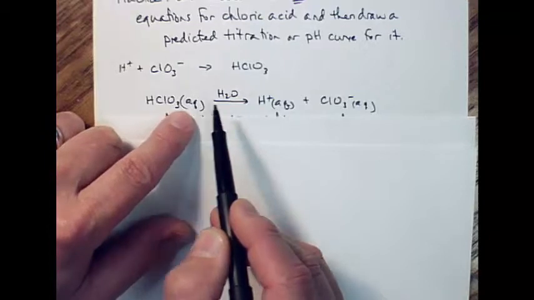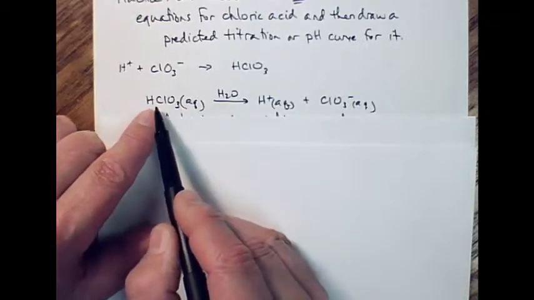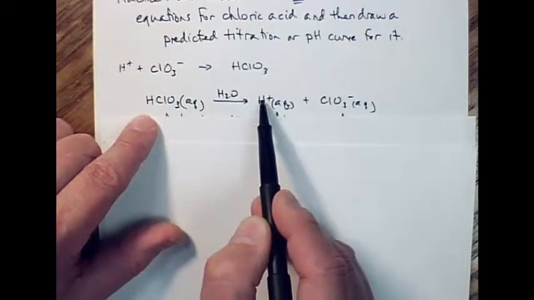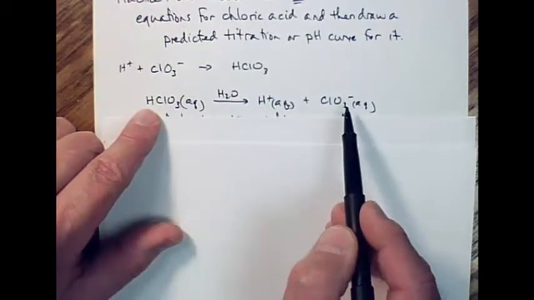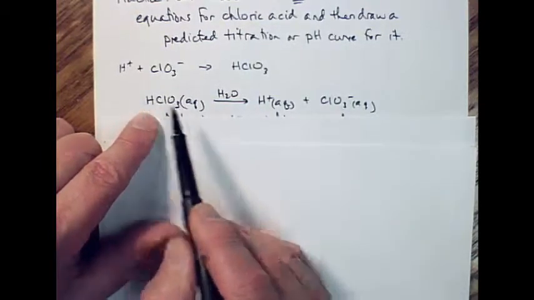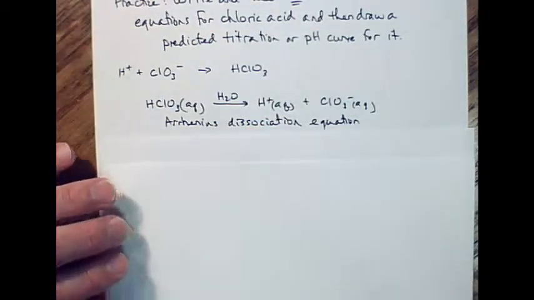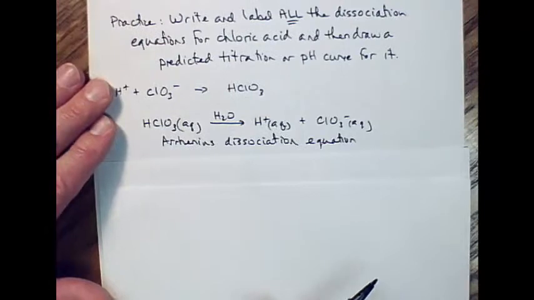Chloric acid, it's aqueous, we're going to put it in water. The hydrogen ion comes off and is dissolved in the solution, so we've got a hydrogen ion here, and the chlorate ion is by itself because once the proton leaves, that's what we have left. And so that's what you should be writing and labeling for an Arrhenius dissociation equation.